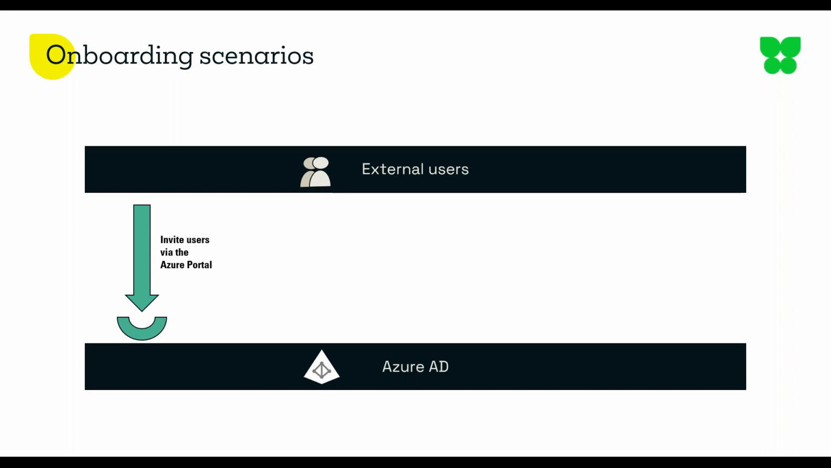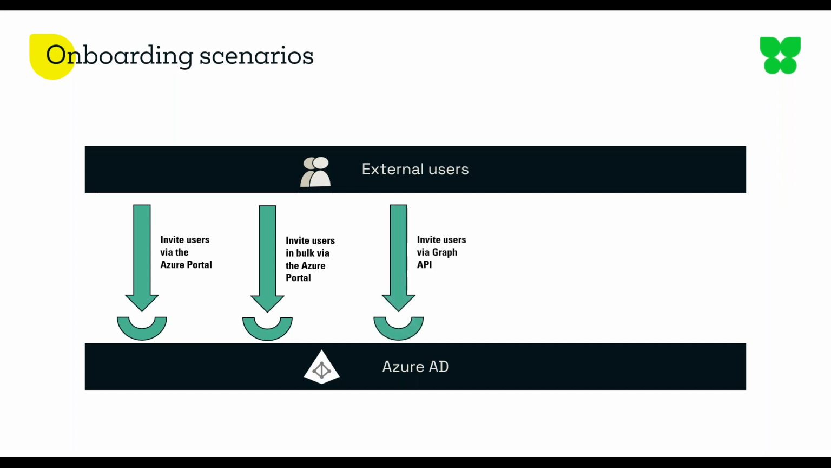driven from Azure AD. You can invite users in bulk, pretty much the same process, only you have to upload a CSV into Azure AD. And you can invite users via Graph API. So this is where your software will interact with Azure AD and send the invitation out itself. You can bypass the email that goes out from Azure and just send the invitation link in your own email, so you get a slightly nicer experience.